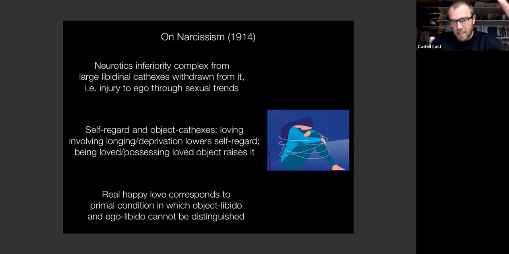He then makes a synthesis, and I guess this is where Freud comes to an understanding of what happy love quote unquote means. He says it corresponds to a primal condition, the original condition basically, in which object libido and ego libido cannot be distinguished. This is interestingly also the case of sleep. Sleep is also where object libido and ego libido cannot be distinguished.